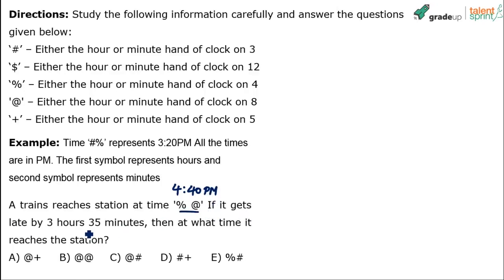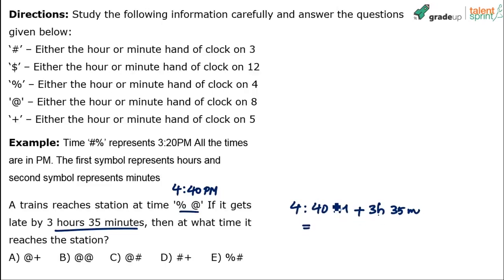Now if it gets late by 3 hours and 35 minutes, then at what time will it reach the station? See, it usually reaches at 4:40 p.m., right? But it got late by 3 hours and 35 minutes. So you have to add 3 hours and 35 minutes to this time. What will it give you? See, 4 hours and 3 hours is equal to 7 hours.